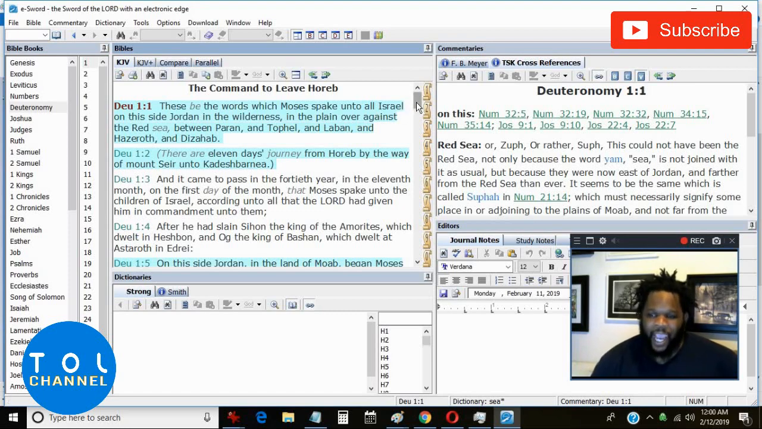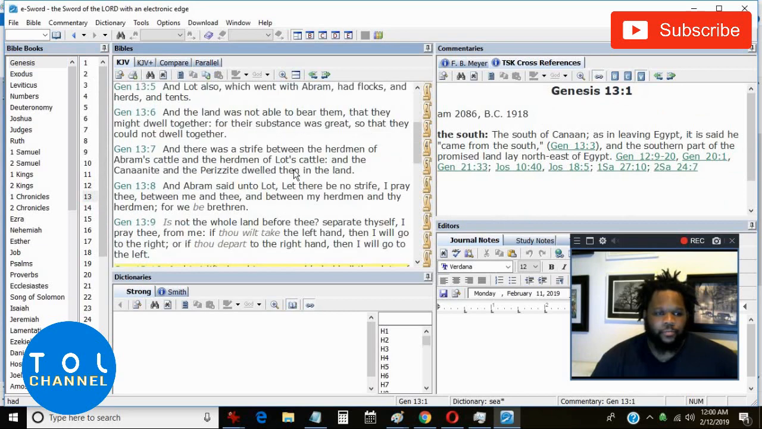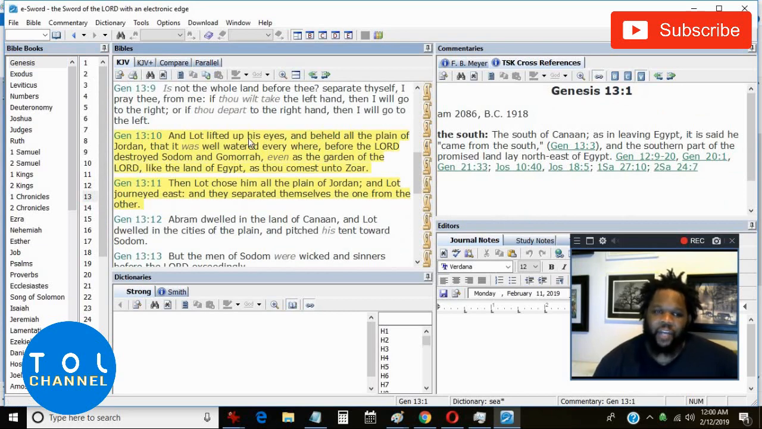Now we know that the plain is the plain of Jordan against the Red Sea. Why? Because on this side Jordan, in the land of Moab, began Moses to declare this law. And we go back to Genesis 13. And what happened? Lot lifted up his eyes and beheld all the plain of Jordan, and it was well watered. Lot chose him all the plain of Jordan, and Lot journeyed east.